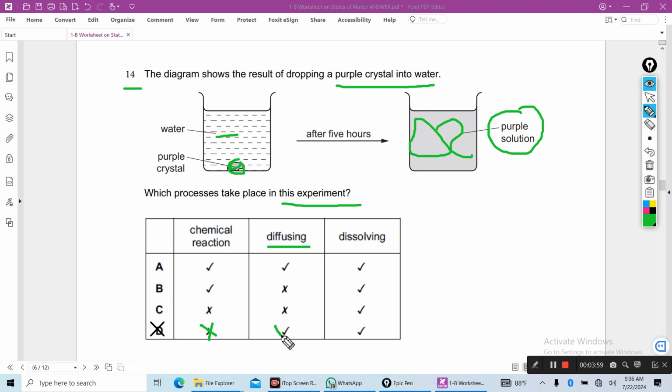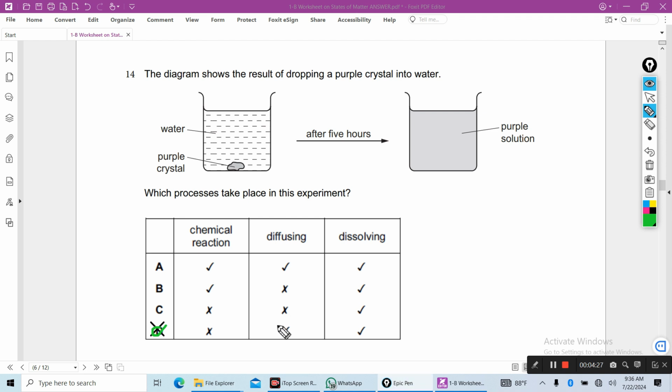Diffusion happens, yes, particles move, and also the solid purple crystal dissolves, and diffusing occurs, the particles diffuse. So this is the correct answer. A is wrong, not a chemical reaction. B, not a chemical reaction. C, this part is right, but here diffusion does not actually happen. So this is the correct answer. Here diffusion occurs and also dissolving occurs. Purple crystals dissolve and diffuse.